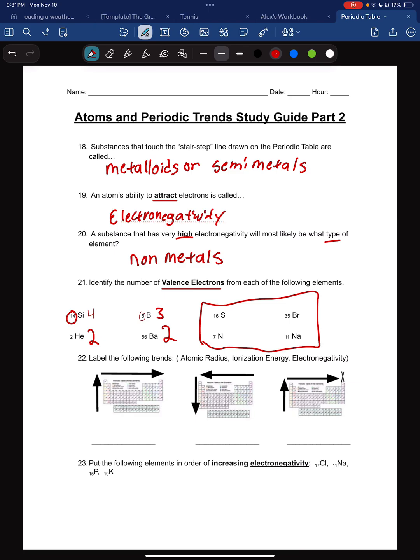Okay. So now number 22. We have the 3 different kinds of trends that we've been talking about. We've been talking about 2 of them already: we talked about atomic radius, and we talked about electronegativity. So let's start with atomic radius. Atomic radius is the only trend on here that's different from the other 2. You can tell what it is by simply looking at the arrows. If you're unsure, let's look at our packet.